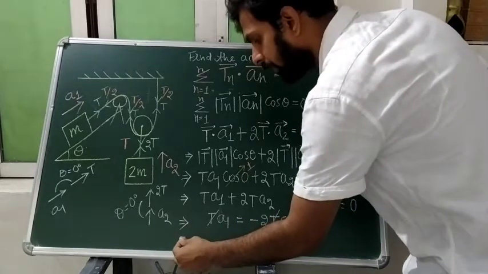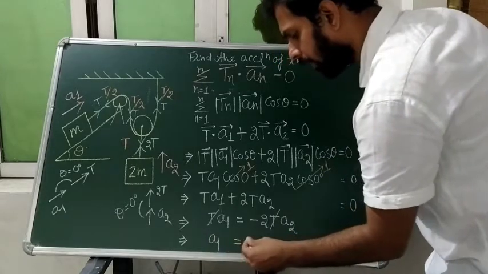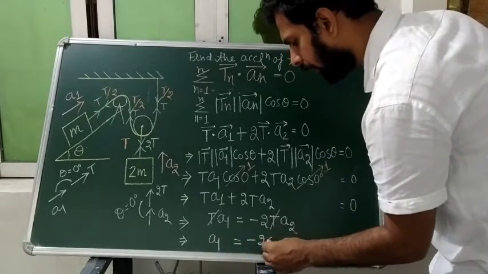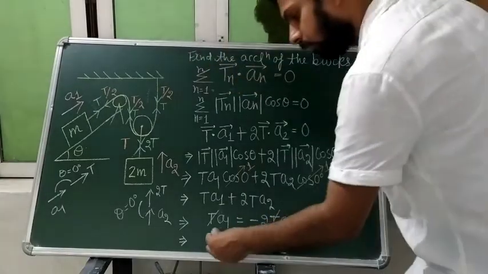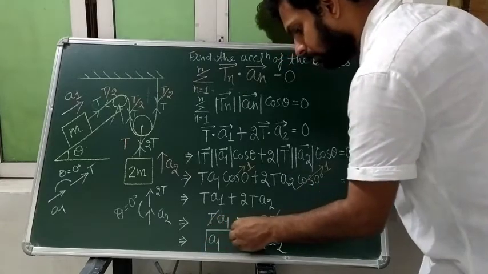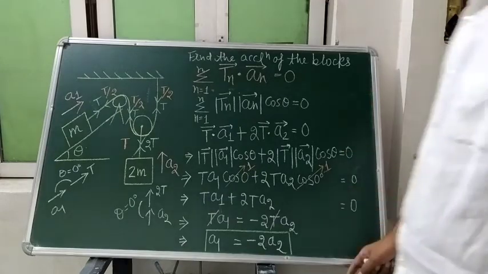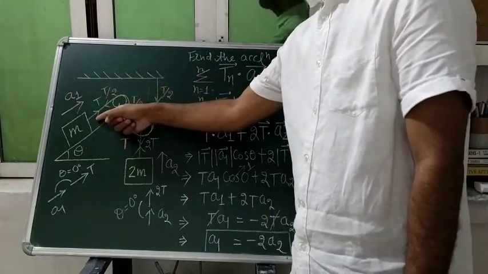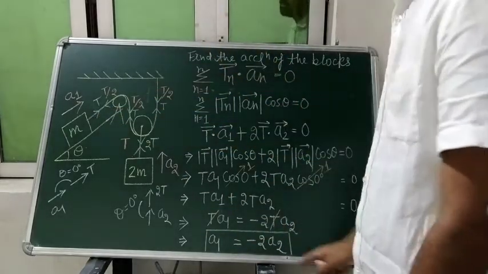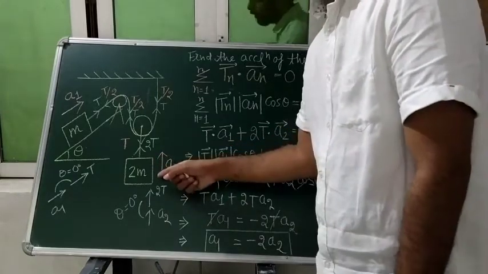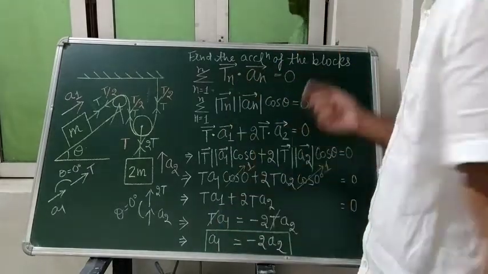And from here what will you get, students? That our A1 is equal to minus twice of A2. Isn't A1 equal to minus twice of A2? Meaning that whatever will be the acceleration of this block of mass m, half of that acceleration will be the acceleration of this block having the mass 2m, and the acceleration will be in the opposite direction.